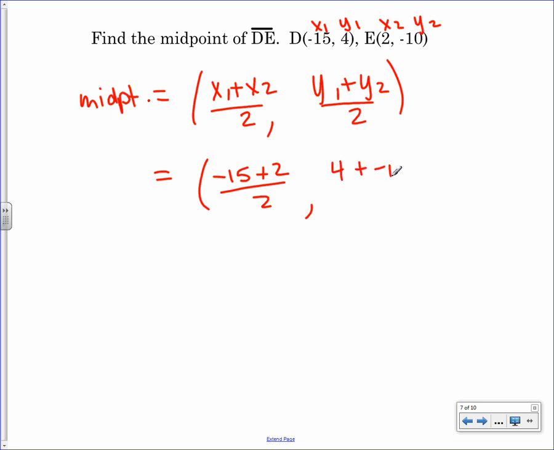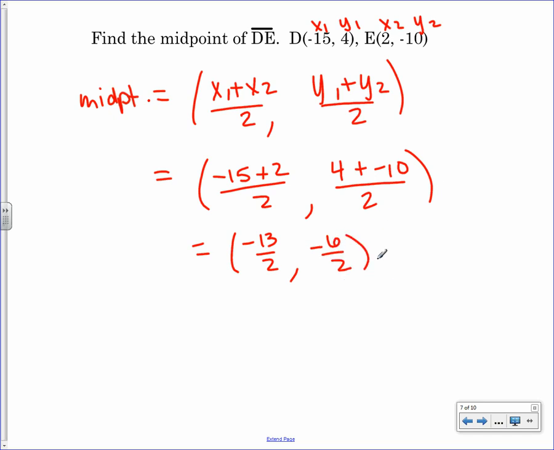I'm going to say 4 plus negative 10 just for 2 seconds because that's what the problem says to do. But if you had written 4 minus 10, that's totally fine as well, right? Okay, so what is negative 15 plus 2? Negative 13 over 2. I'm going to keep that way for a moment. Okay, I only do one thing at a time. And 4 plus negative 10 is negative 6 over 2.